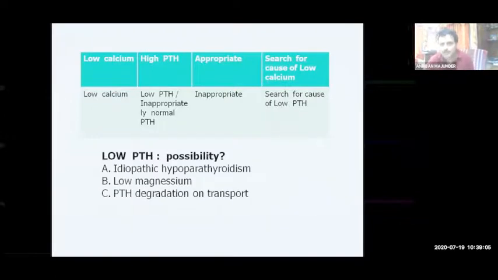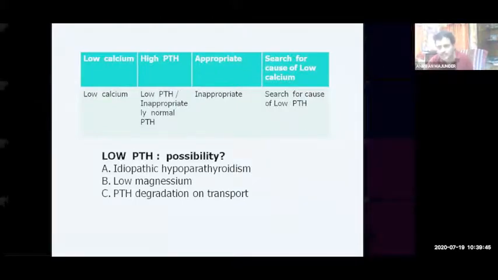Now, what are the causes of the low PTH? Possibility is, are we dealing with an idiopathic hypoparathyroidism? The second is magnesium. Low magnesium is responsible for the low PTH level because magnesium is required for PTH secretion. And third is whether the PTH has degraded in transport. We drew the sample and sent it to the laboratory, which took some time because we could not do the sample in-house. So we had to send the sample outside, and possibly there may be some degradation of the PTH on the way during the transport process.